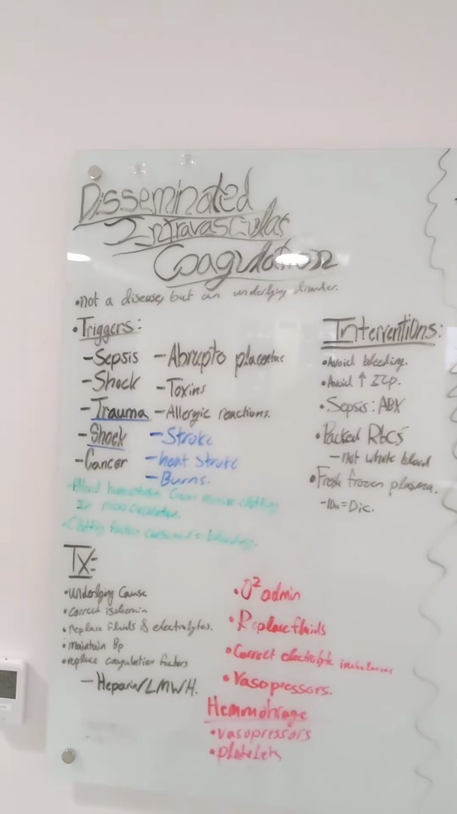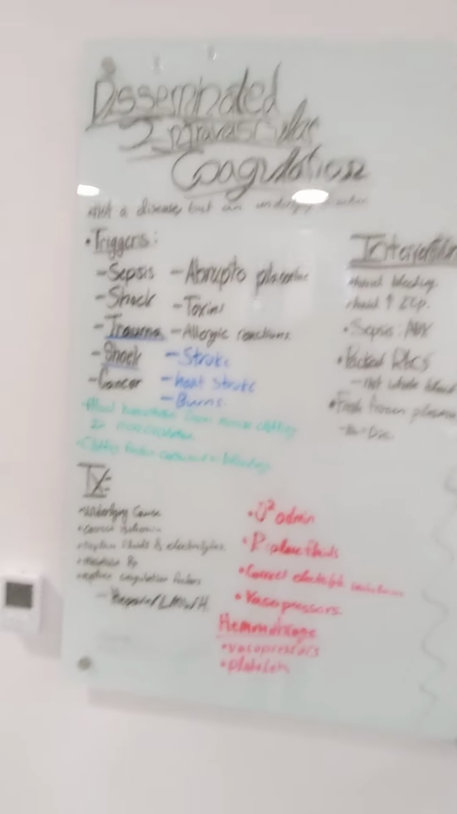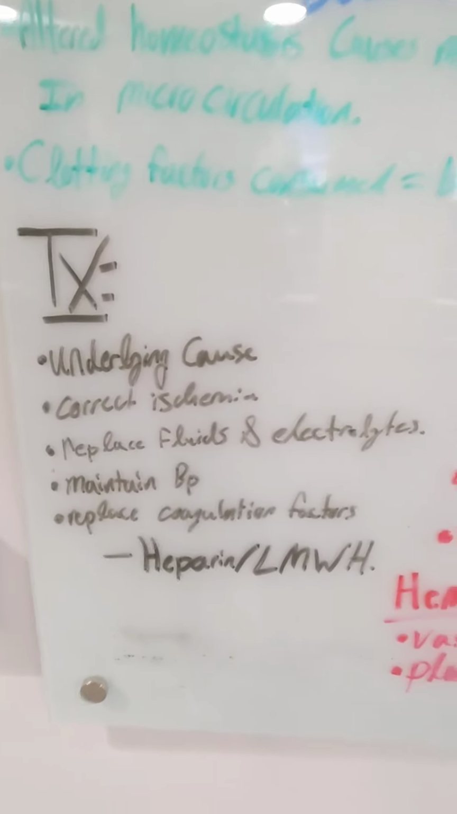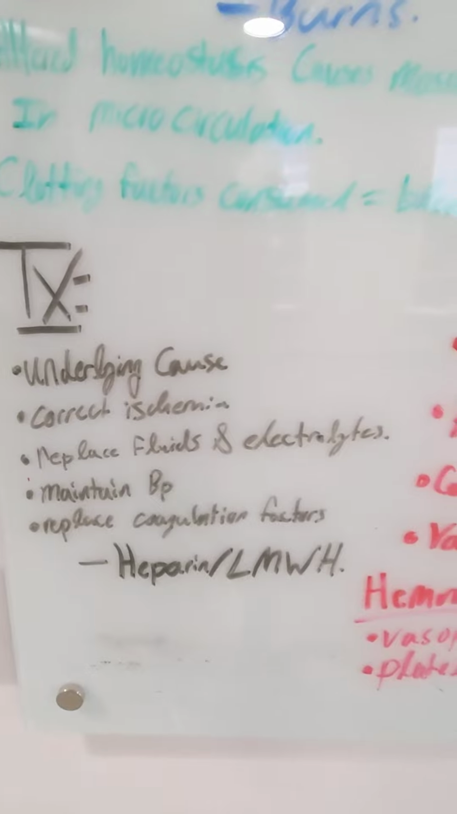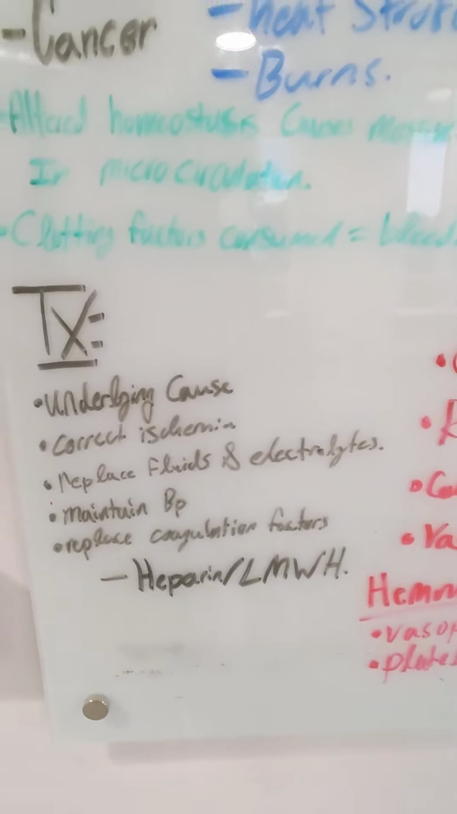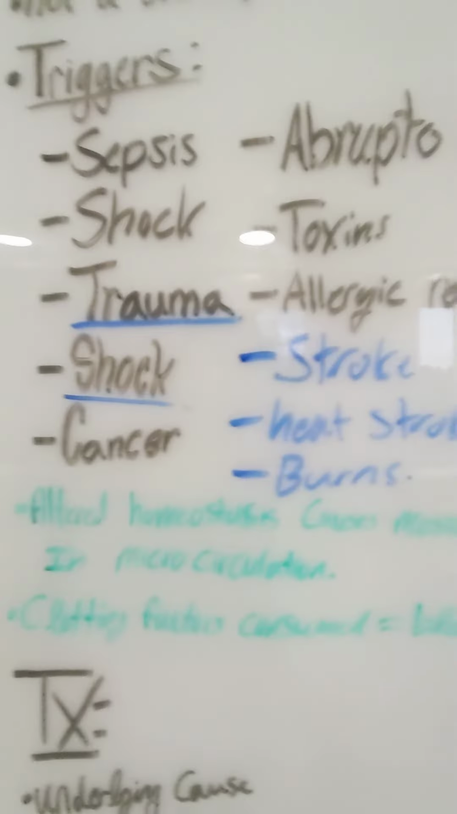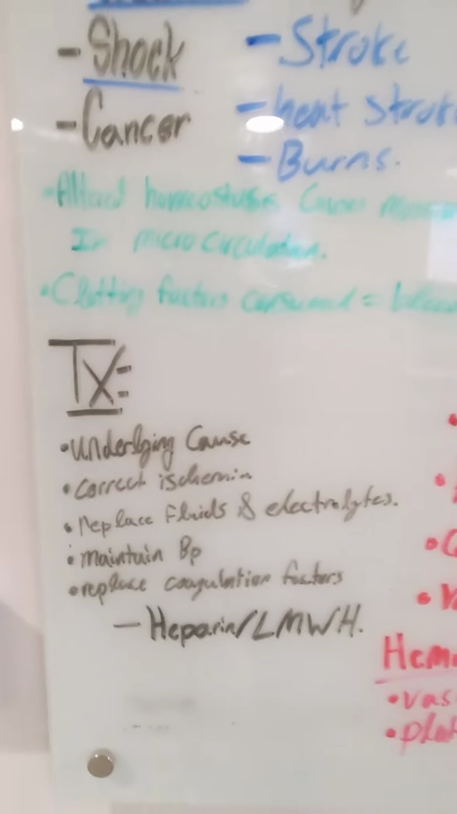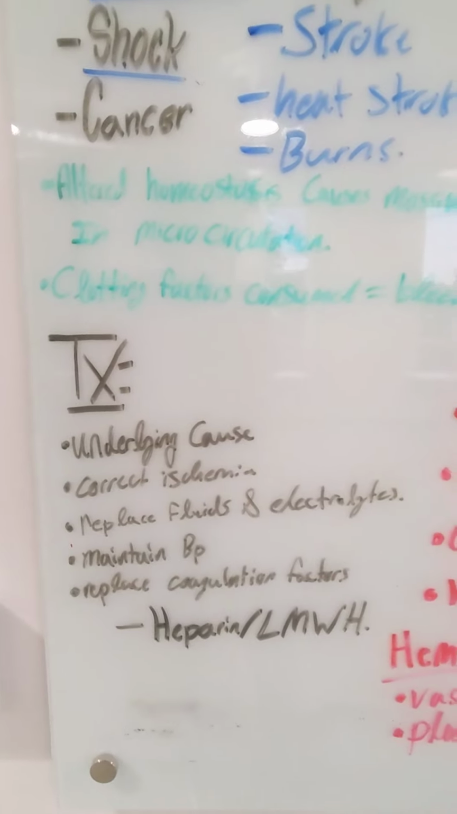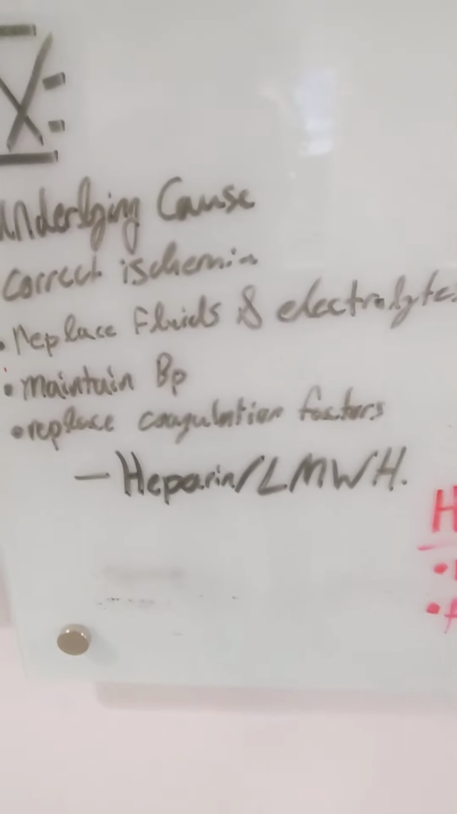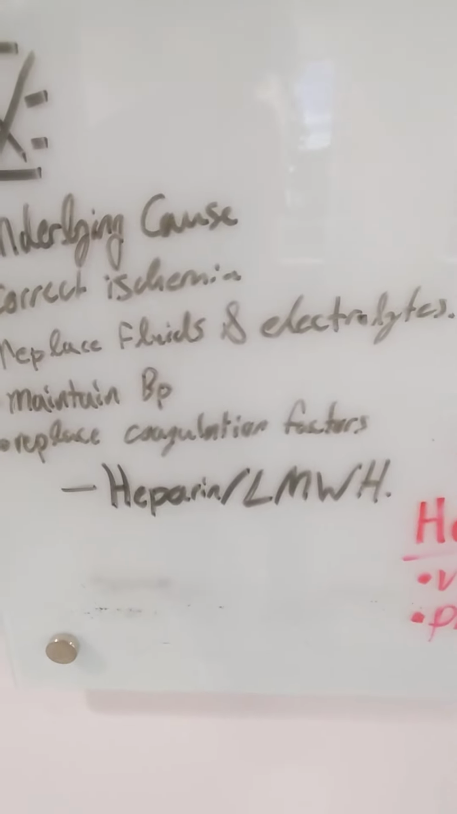Now, the treatment for DIC is, one, trying to figure out what the underlying cause is. That's the number one treatment for almost anything in nursing. But the other thing we're going to try to do is correct the ischemia, which is the tissue death that's coming from this clotting in the microcirculation. That can lead to a bunch of complications, especially if it's going to the kidney or the liver. It could cause cirrhosis probably. You're also going to want to maintain that BP and replace the coagulation factors.